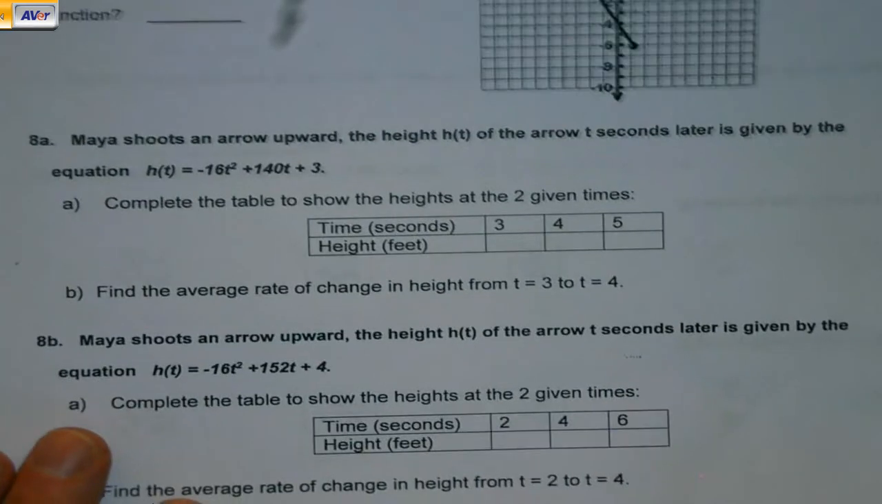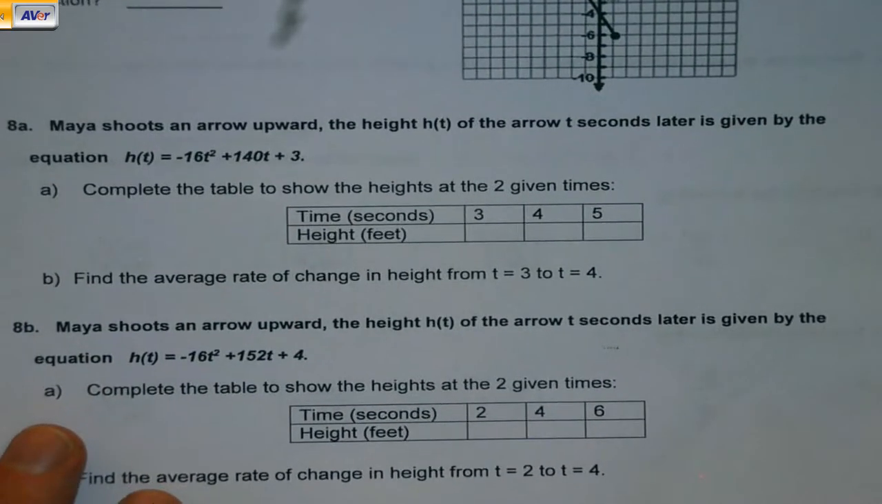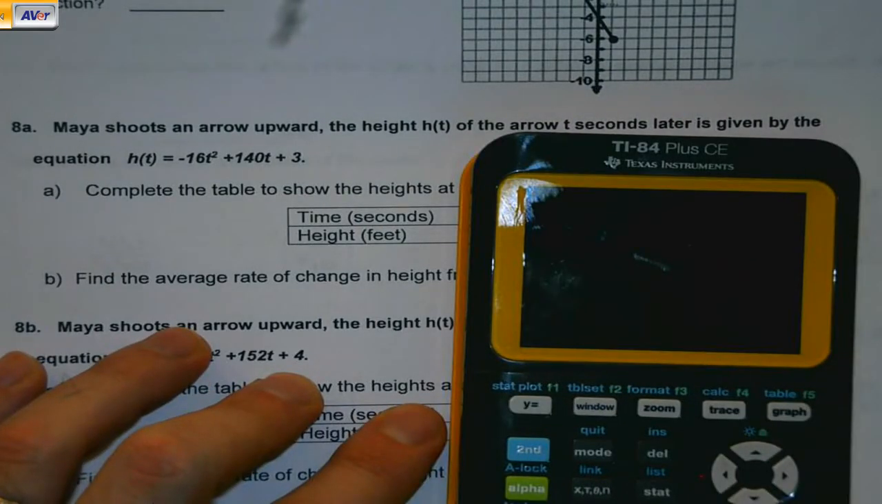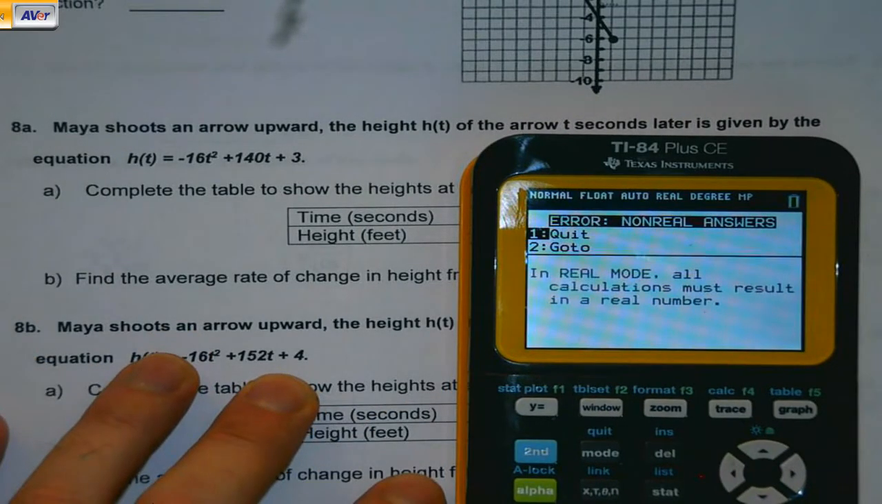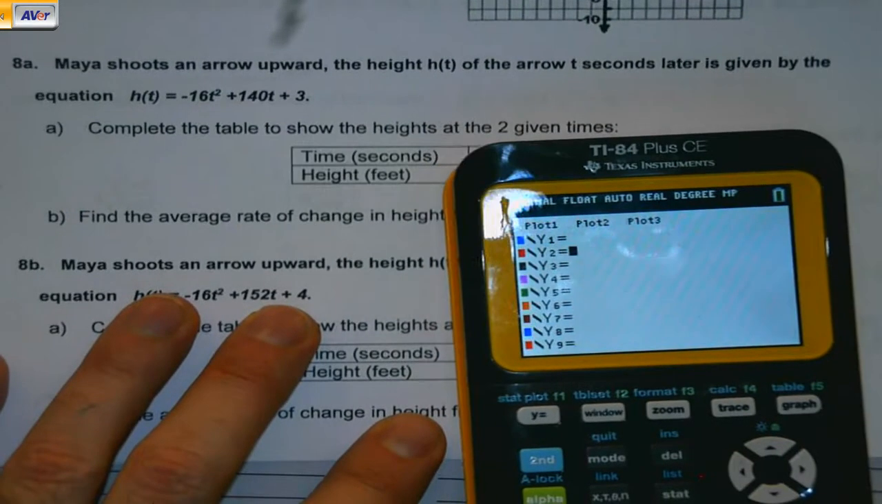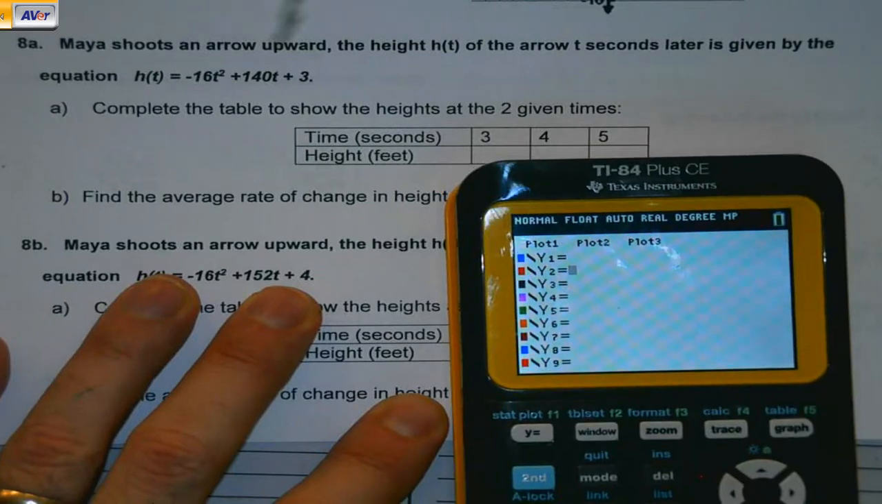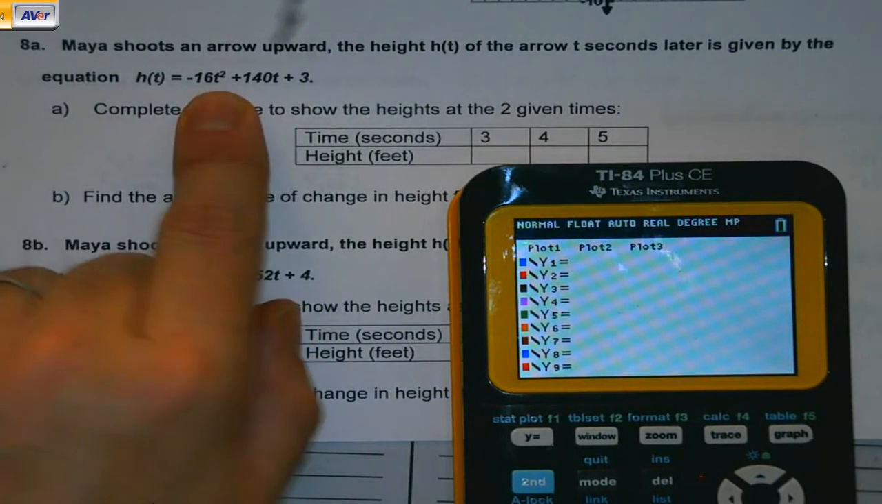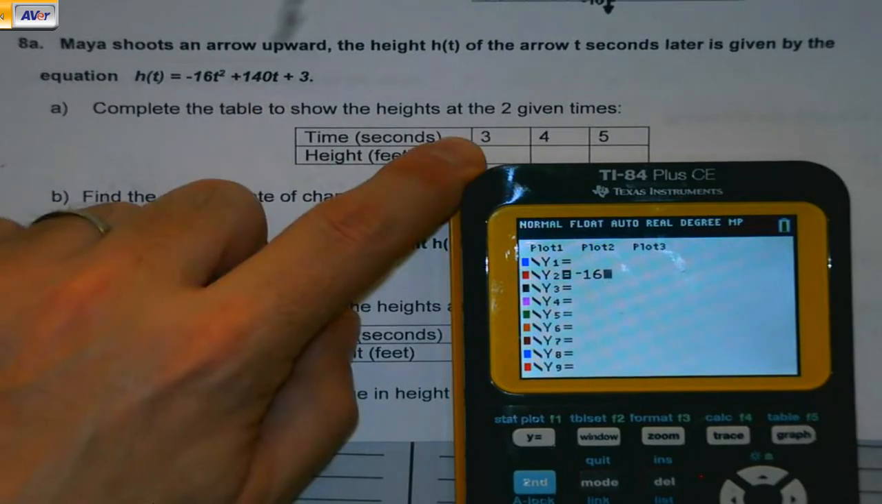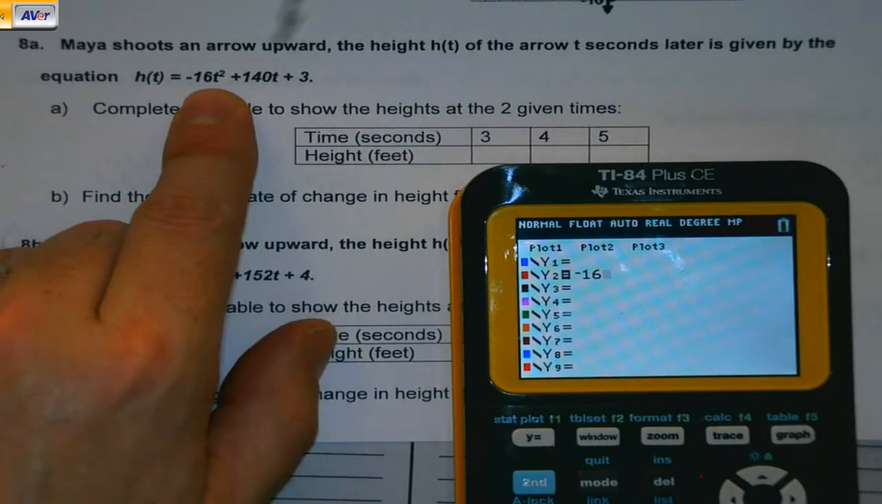Get to 8 here. Maya's going to shoot an arrow upward. The height is given by this equation. Complete the table to show the heights at the given times. Okay, we're going to keep this part simple. Move this up a bit. Okay, so basically we're going to type our equation in, or you even could just plug those values in for t up here.